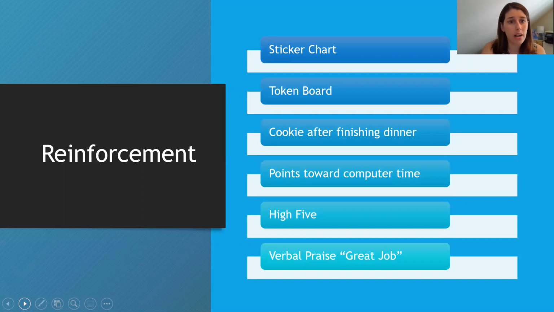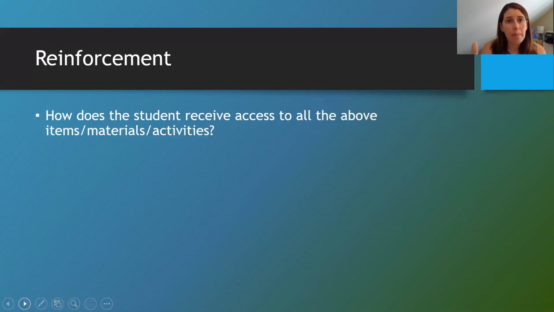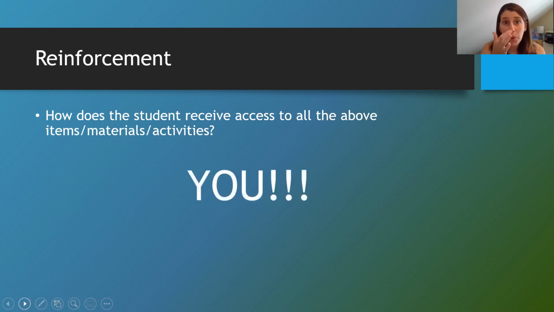We're really focusing on the tangible activity here, but what is the common denominator? How does the student receive access to all of those above items or materials or activities? And the answer is you. You're the one that's really delivering and in charge of when the student gets access to those things. So we really have to figure out a way to pair ourselves into that equation.